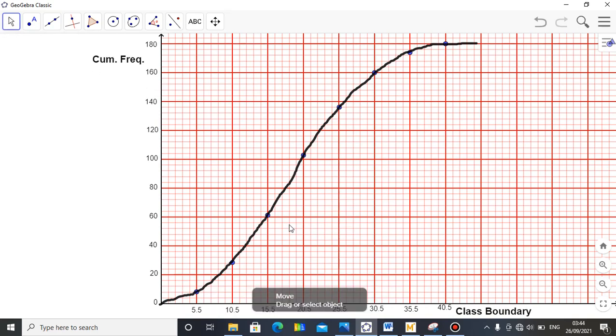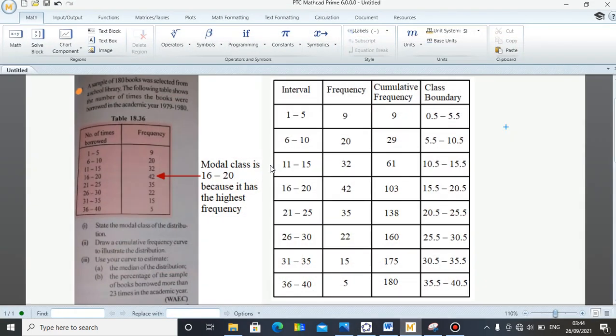The next thing is to use it to answer the question they require from us. Now, what is the question they ask under it? They say use your curve to estimate the median of the distribution. You know, for us to get median is total frequency divided by 2. So 180 divided by 2, so it's going to be 90.